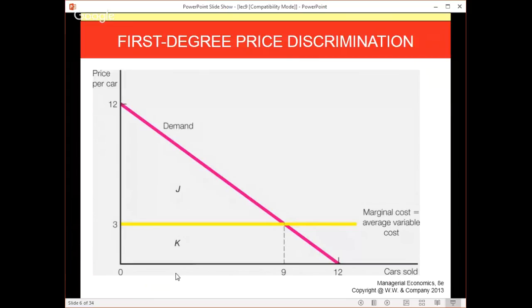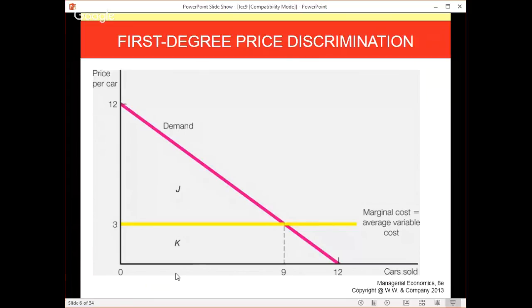I can first degree price discriminate, I'll charge different prices to each consumer. And all this area that would be consumer surplus under perfect competition is now producer surplus. And of course, all that would be producer surplus under perfect competition remains producer surplus.